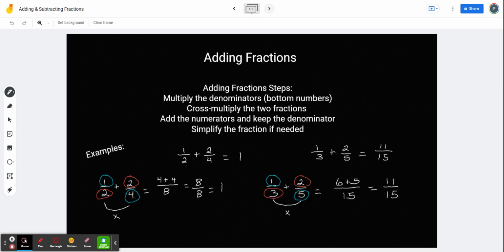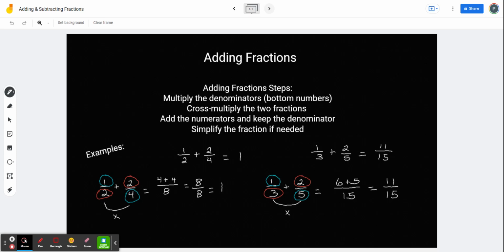Example. We have 1/2 plus 2/4. First step, multiply the denominators. 2 times 4 equals 8. Cross multiply the two fractions. So first take 1 times 4 equals 4. 2 times 2 equals 4. Now we can add them. Add the numerators. 4 plus 4 equals 8. The denominator is 8. Bring it across. And 8 divided by 8 equals 1.